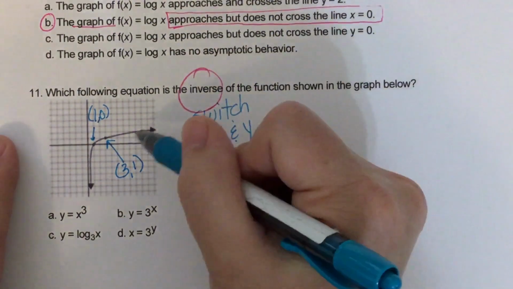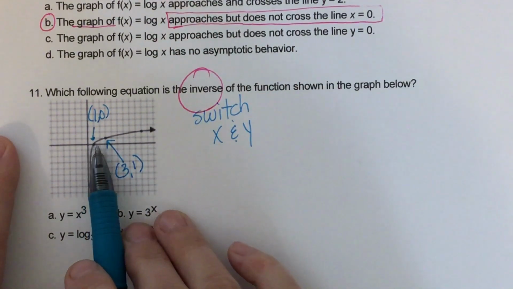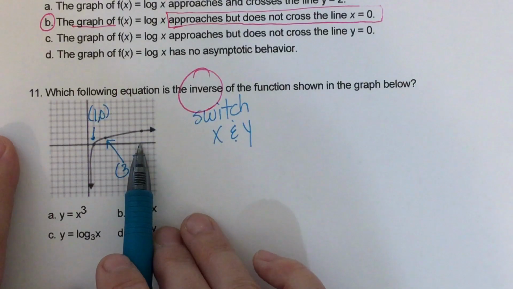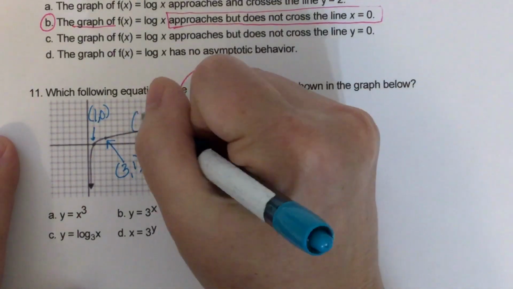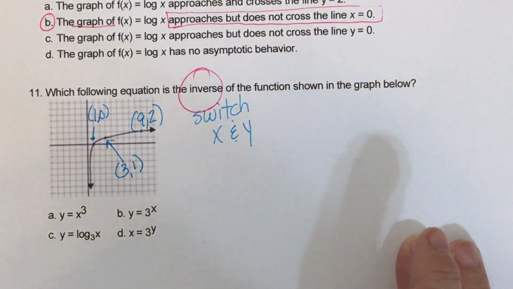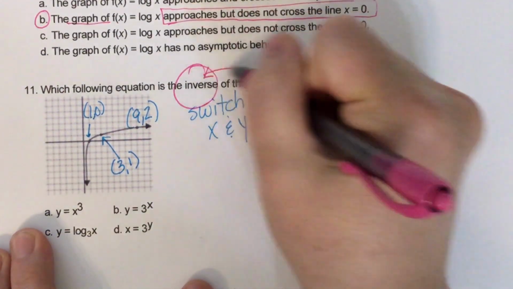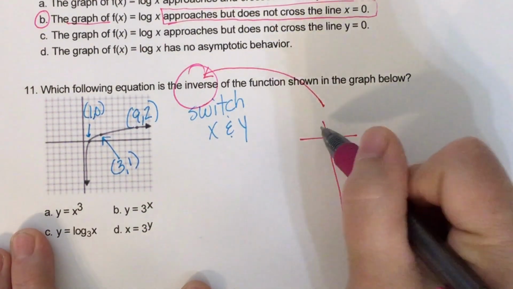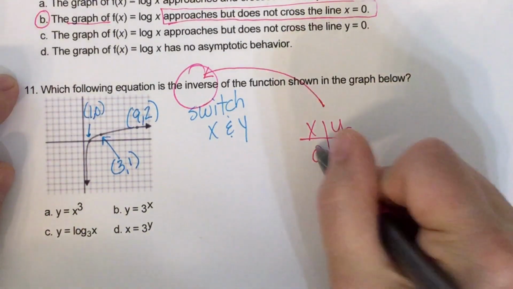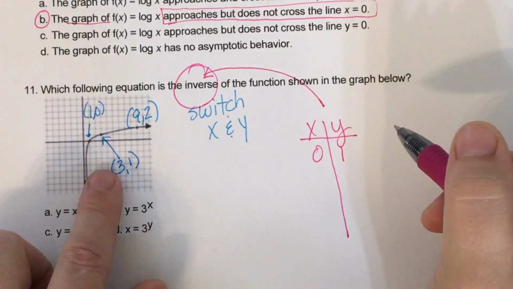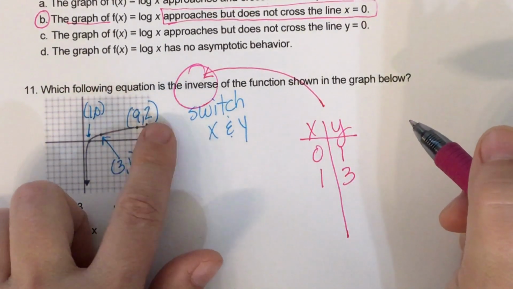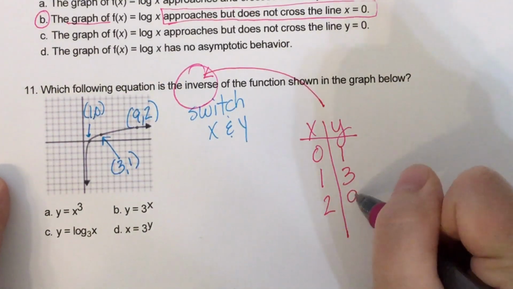Okay, this one over here, I go right 1, 2, 3, 4, 5, 6, 7, 8, 9, and up 2, so that's the point 9, 2. Okay, so the inverse, if it switches the x and the y around, then instead of 1, 0, it'd be 0, 1. Instead of 3, 1, it'd be 1, 3. And instead of 9, 2, it'd be 2, 9.